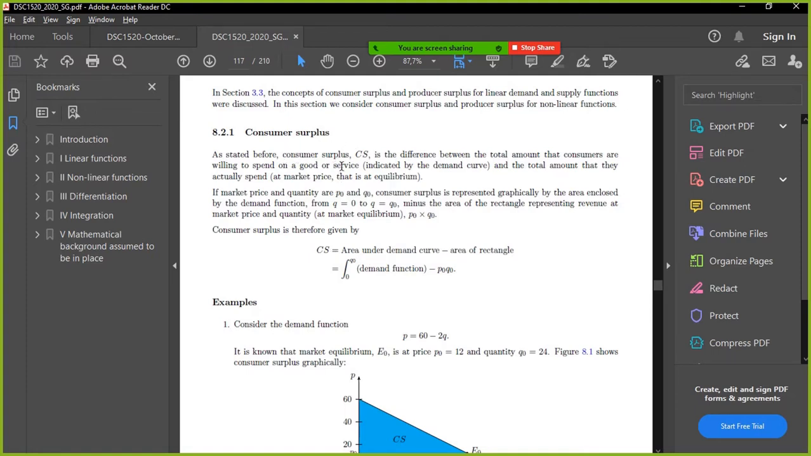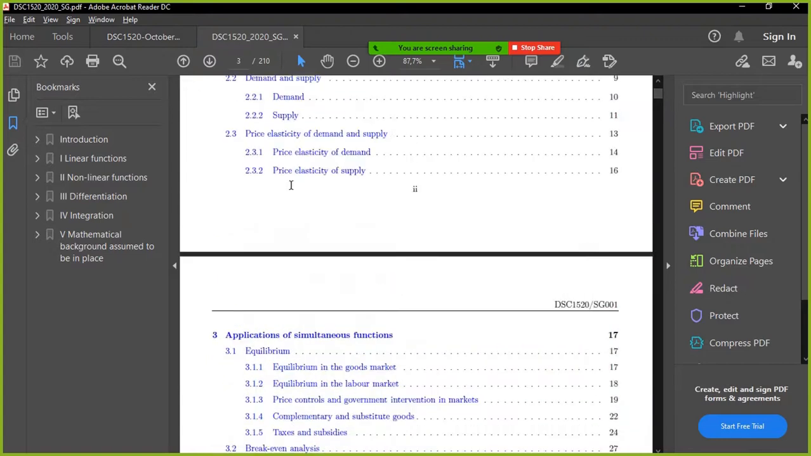This is something different. This is not price elasticity of demand. Yeah, this is consumer surplus, which was the area under the graph. So for this one, I need point price elasticity of demand.